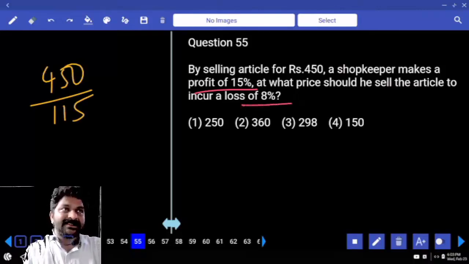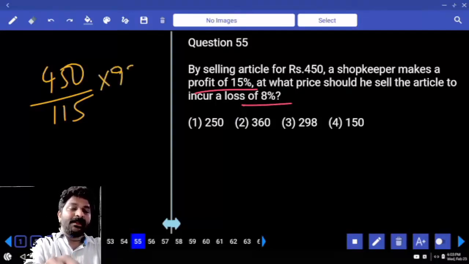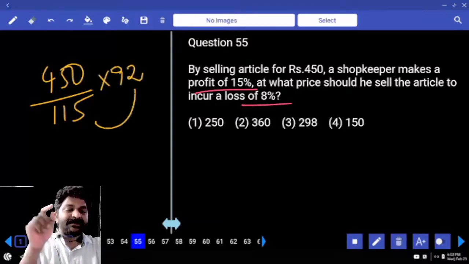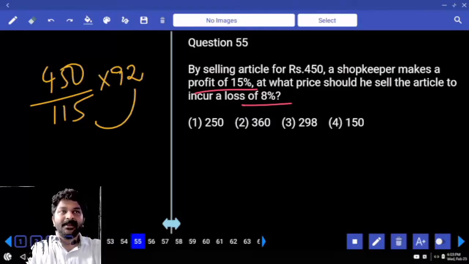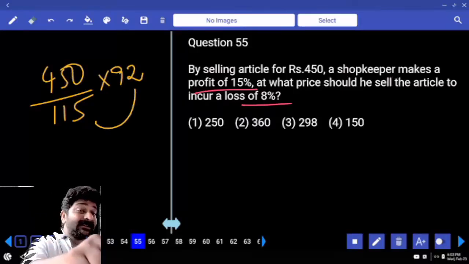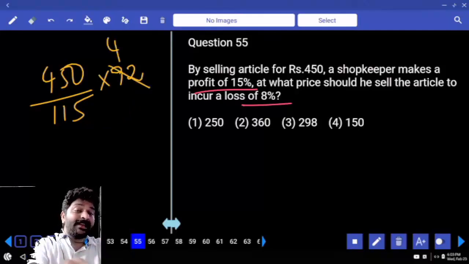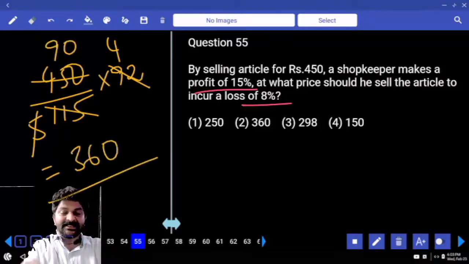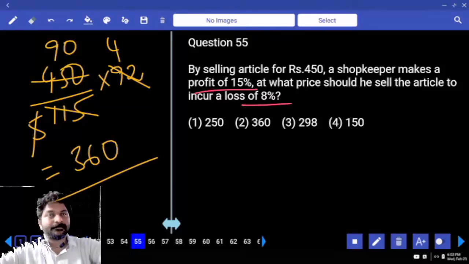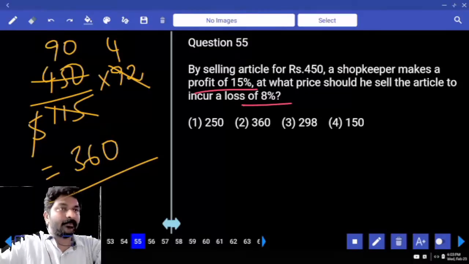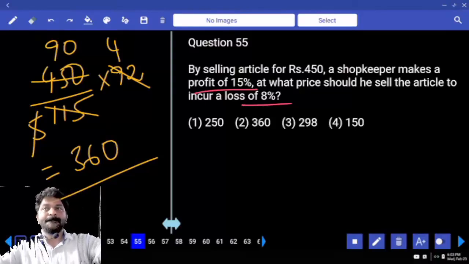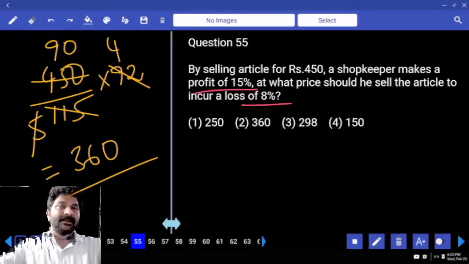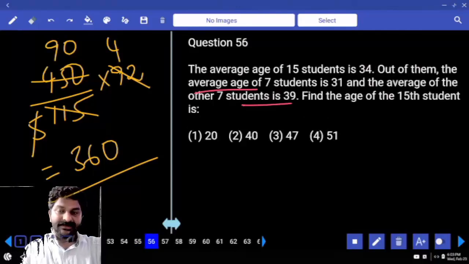And now we need to calculate selling price when there was a loss of 8%. Then selling price must be 92. What is the difference between 92 and 115? 23. 4 times here, 5 times here. 5 is 90 times. 90 into 4, 360. Is this clear? Next.